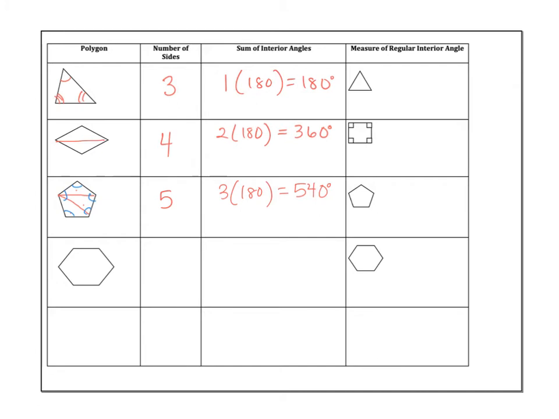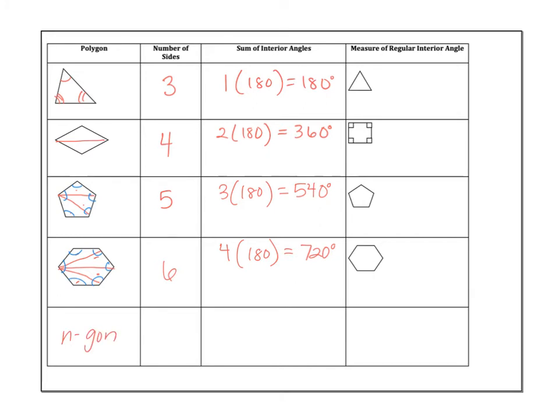Next, let's do the hexagon. So a hexagon has 6 sides. If I divide it into triangles, there's going to be 1, 2, 3, 4 triangles. 4 triangles. Each triangle is 180 degrees. That is 720 degrees total. So the angles inside of here, if I add up all 6 of these angles, it would add up to 720 degrees. So what if I have an n-gon?